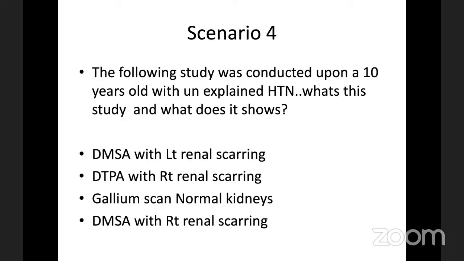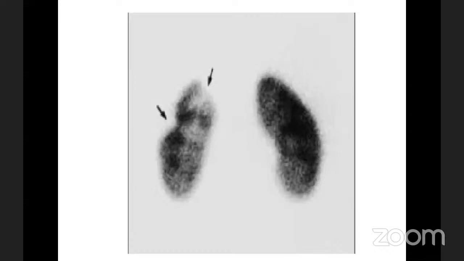This child's renal function is already compromised, and he developed hypertension. So that means it must be DMSA. We see scarring. The cause of hypertension is scarring. And which sided scarring? This is the main thing. You have to identify this. Okay, any question? Okay, we will proceed forward.